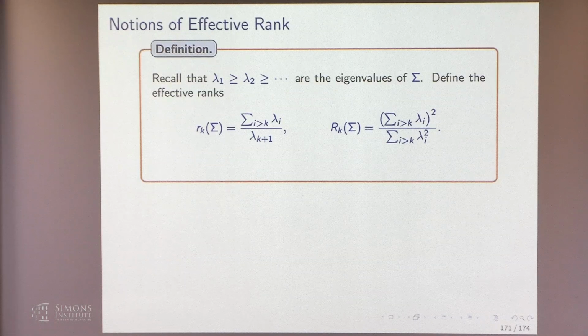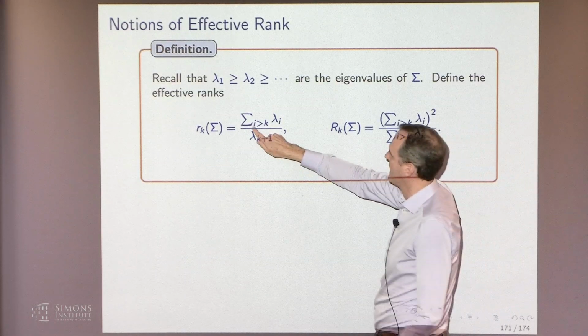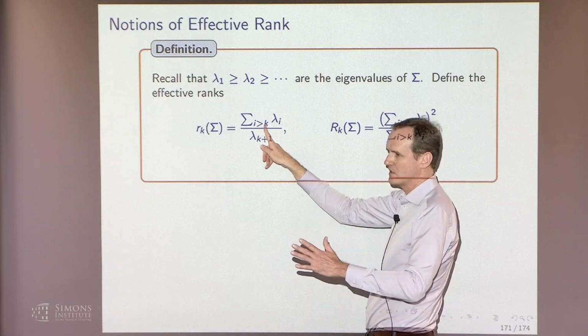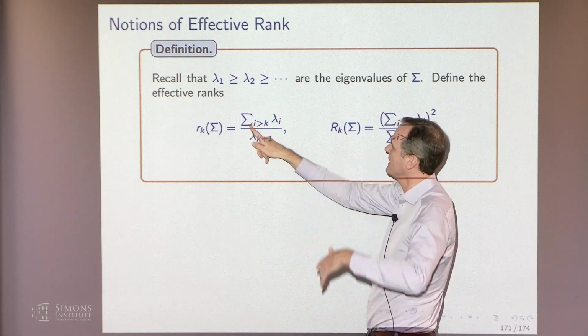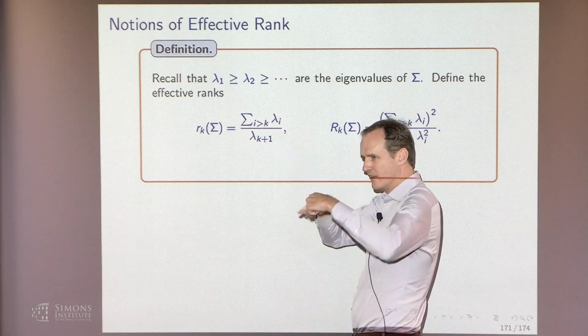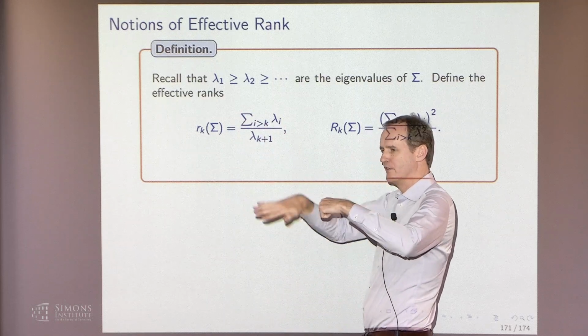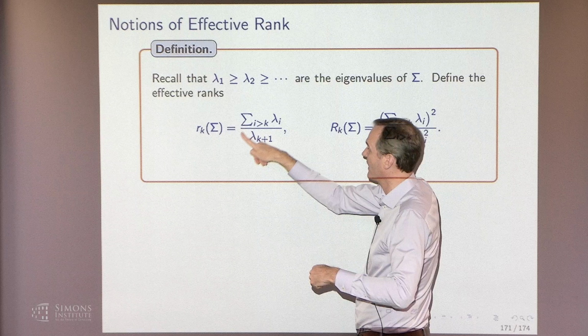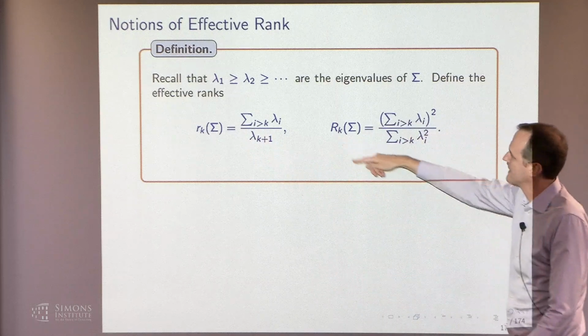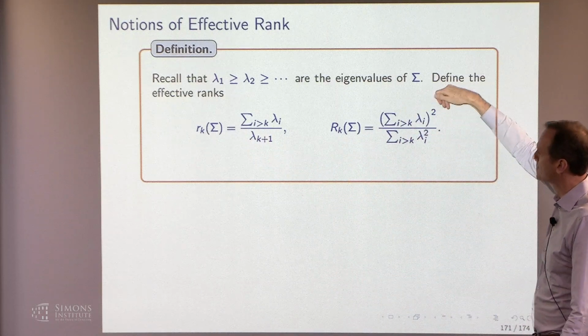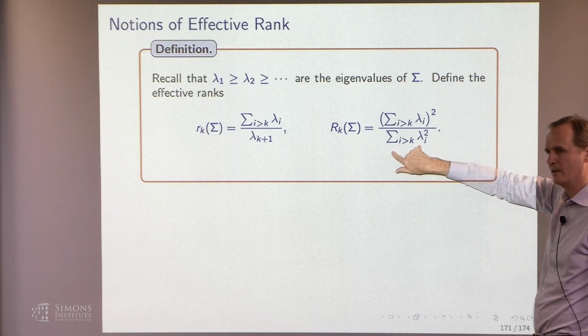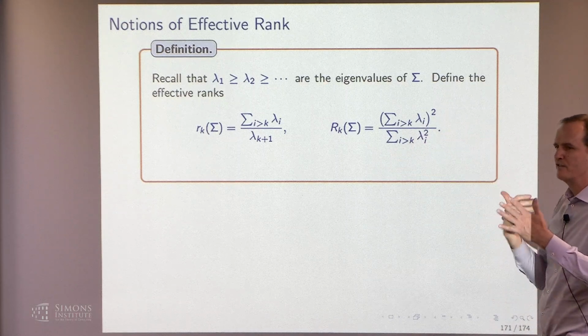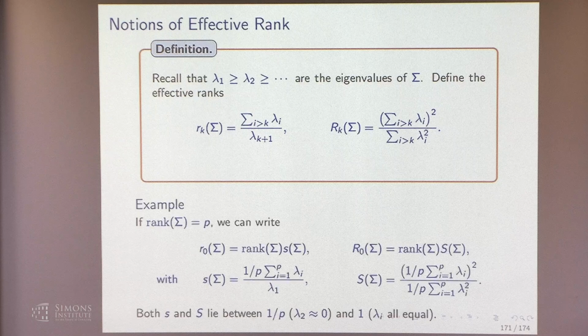So what are these effective ranks? They're saying ignore everything up to k dimensions, the highest variance directions. And beyond there, look at the L1 norm of the eigenvalues in that subspace divided by the biggest of them, the L infinity norm. And this capital R is looking at the L1 norm squared divided by the L2 norm squared. Right, so let me give an example.